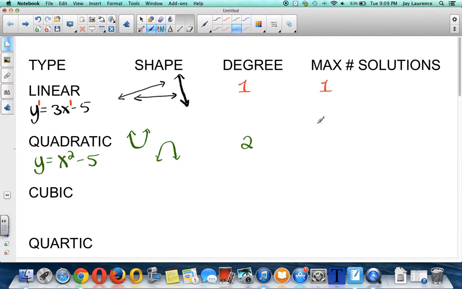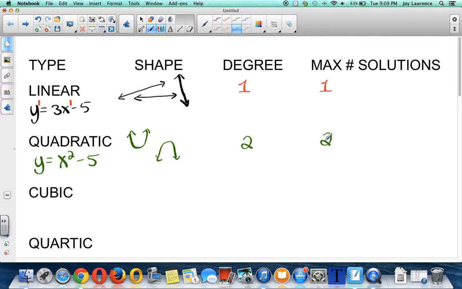And the max number of solutions in a quadratic, if you didn't catch this in class yet, or you didn't get to it in class, depending on how far along your particular period is, is 2. And it matches. Now, again, it doesn't mean it's going to have 2 solutions. It might have 2 solutions. It might have 1 solution. It might have no solutions, okay?